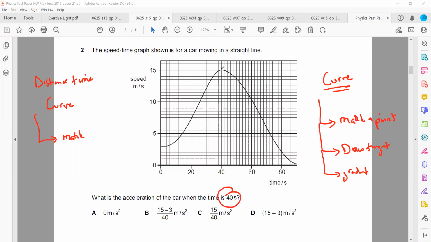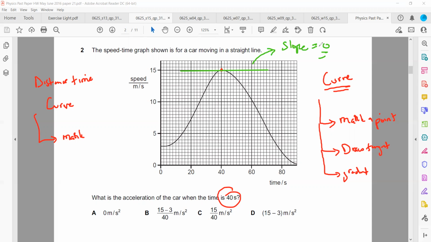We want to find the acceleration when time equals 40 seconds. So first we mark a point where time equals 40, and then we have to draw a tangent. A tangent is a line which passes through that point only. When I draw a tangent, it will be a horizontal line. And in mathematics, maybe you have studied this topic, whenever you have a horizontal line, what is the slope of a horizontal line? The slope of a horizontal line is 0.